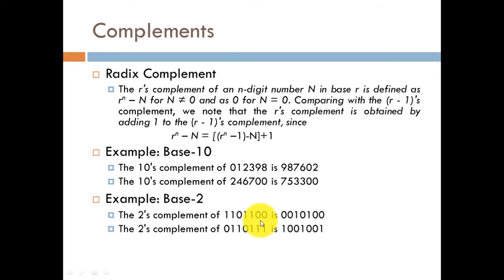Again, what we are going to do is subtract this number from 2 to the power of the number of digits this number has, that is 7. So 2 to the power 7 minus this number turns out to be 0010100. So this is the 2's complement.